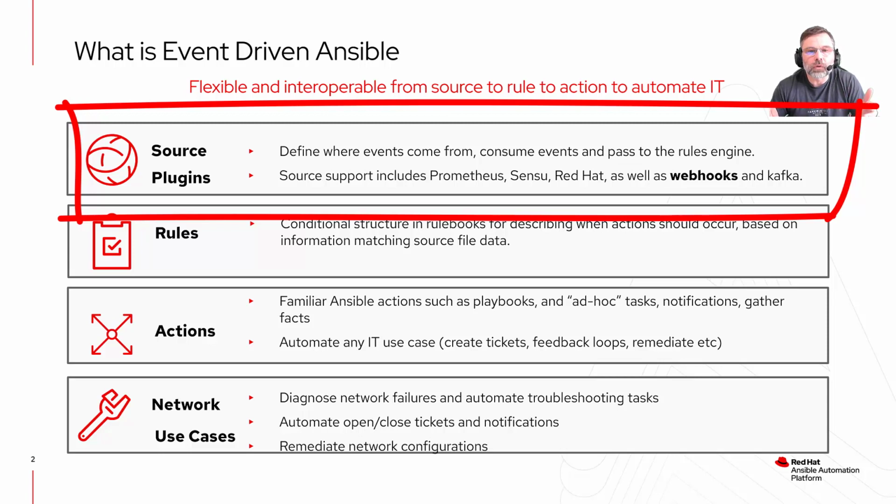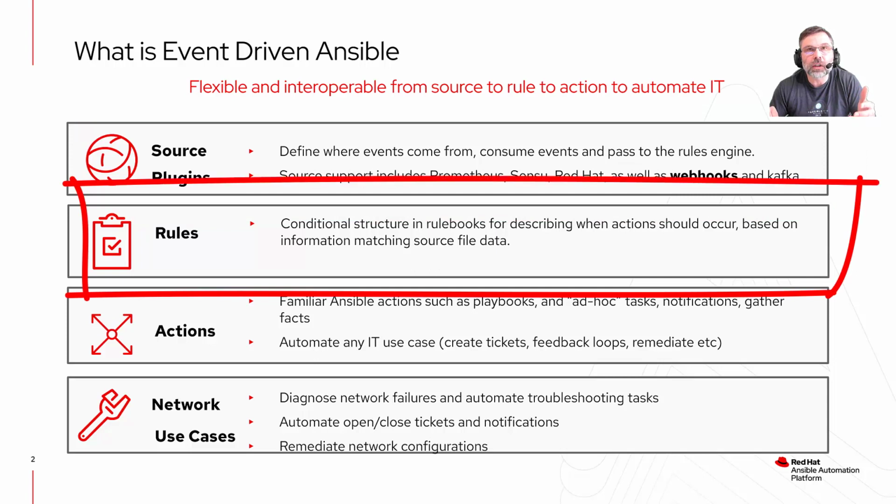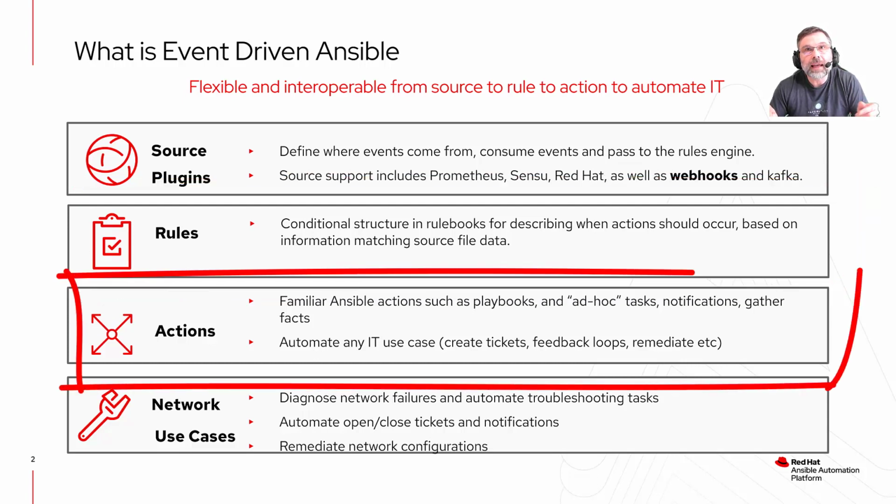Second, we define the rules. So the rules are the conditional structure in that rulebook that we use to describe what action should occur based off of information matching that we receive in the source plugin. So this is where we set our conditionals. Lastly, we have actions to act on these rules.